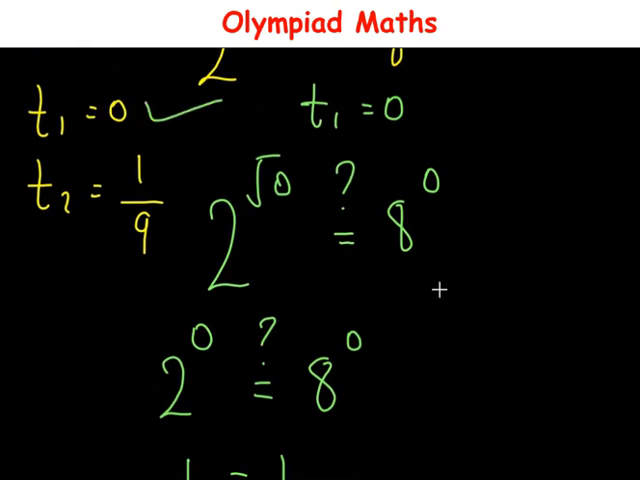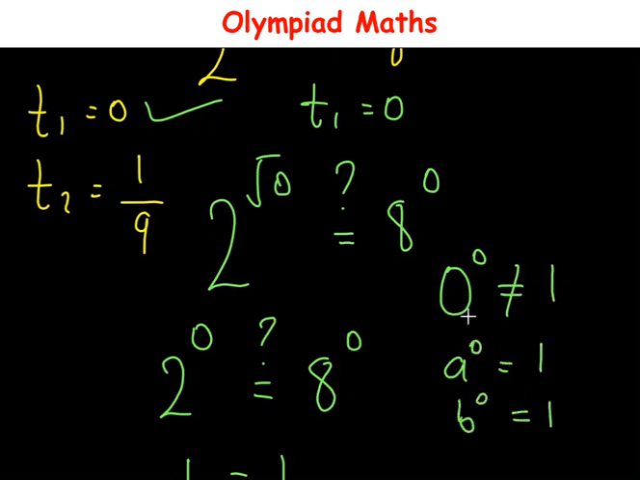Now don't forget that if you raise 0 to the power of 0, this is not equal to 1. But if you raise a to the power 0, this equals 1. b raised to the power 0 equals 1. Aside from 0, it is not equal to 1. Now we have confirmed the first value of t.